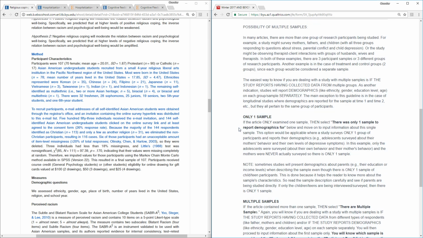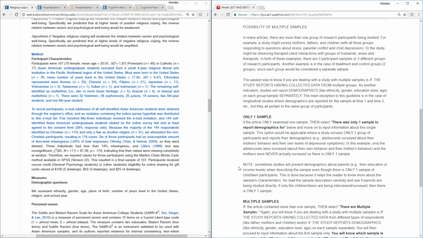Most of the research that you'll come across while you're coding will only have one sample of which demographics are reported for and data is collected from. Such is the case with our religious coping article. We have a homogeneous sample of 107 Asian American undergraduate students that has data collected through a survey, and there's only one set of demographic information that is reported in this article.